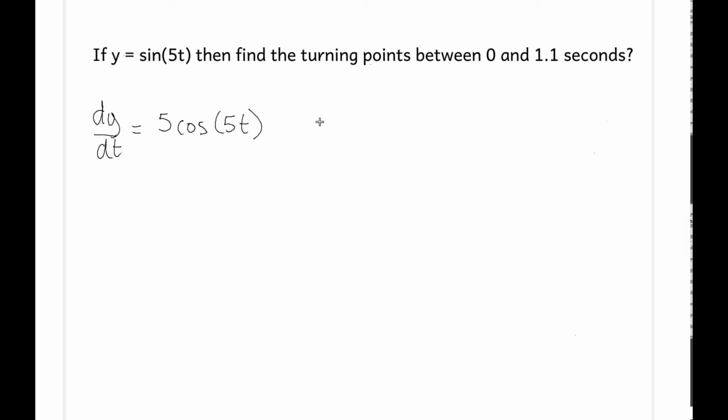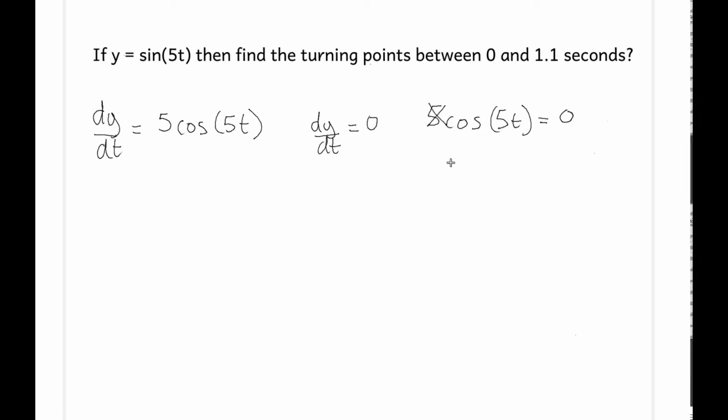So what we're saying is, where's the gradient equal to 0? We're going to make all this equal to 0. So 5 cosine 5t equals 0. And as we know, it's periodic, so there'd be a number of places this occurs. Well, we can divide through by 5, because 0 divided by 5 disappears. So that makes it a little bit easier.